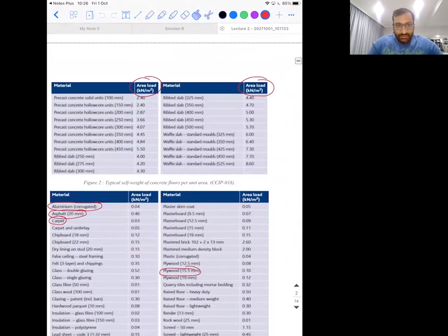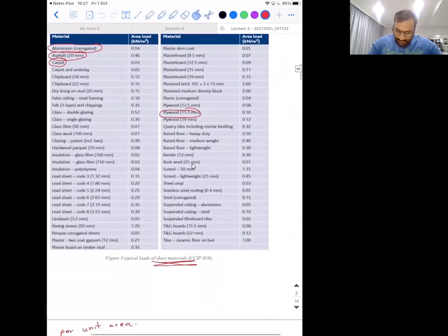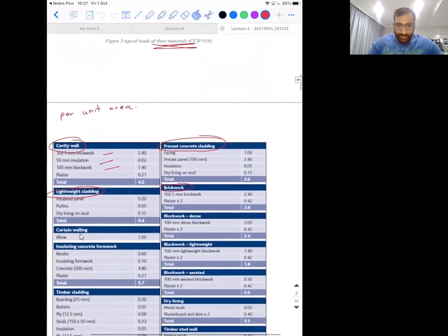Let's go somewhere else. These are materials as well. Typical self-weight of concrete floors per unit area. نفس الشيء عندنا هني. Typical loads for sheet materials. Sheet materials include عازل معازل والأشياء هذه. ما تشوفون أشياء مهمة مثل screed, plywood if you're dealing with temporary works. Plywood الخشب اللي يستعملونه في البنيان عادة إذا ما قاعد تستعمل فريم حديد. Anyways, these are per unit area.